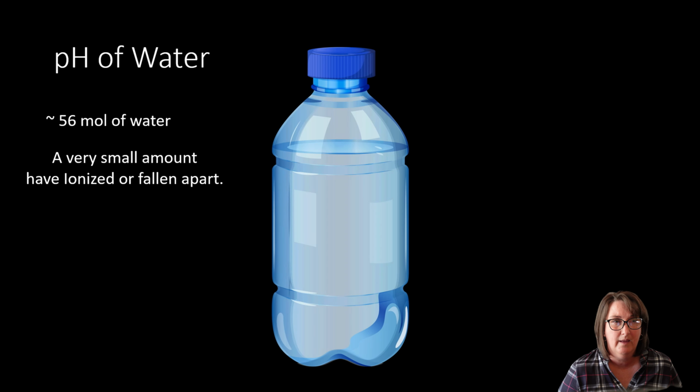So here I have the pH of water. If I have a liter of water, it's going to be close to 56 moles of water. So that means I have 56 moles of water molecules in a solution. And this is going to have a pH of 7. What happens in this liter of water? I'm going to have a very small amount that are going to ionize or fall apart, which means I'm going to have protons being popped off. Now, it's not a lot. It's just a very, very small amount. But I'm going to naturally have this happen in my bottle of pure water.